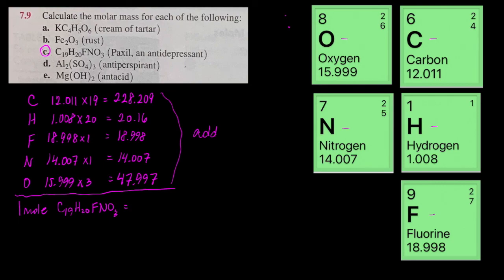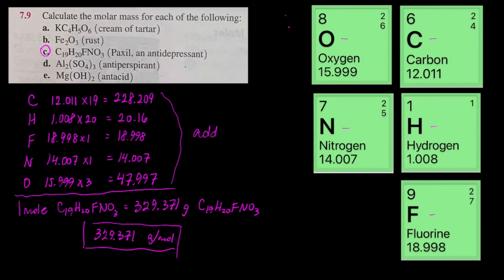And we get 329.371, and that's grams of the substance. So we know how many grams 1 mole is weighing. Now, if you were to Google this, for example, you might find an answer with various numbers of decimal places, but you might see something like this, grams per mole. And grams per mole is just a different way of writing an equivalency, as a fraction. So that is the molar mass of Paxil.